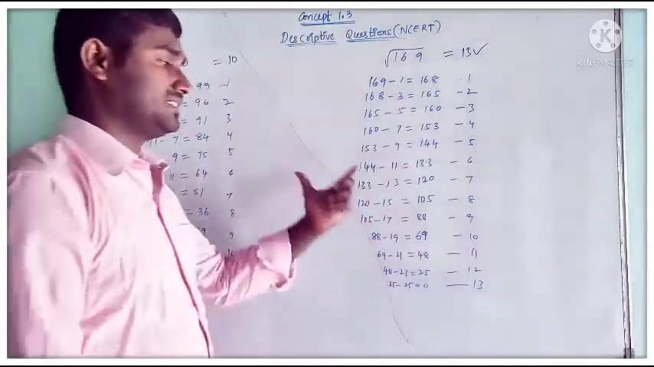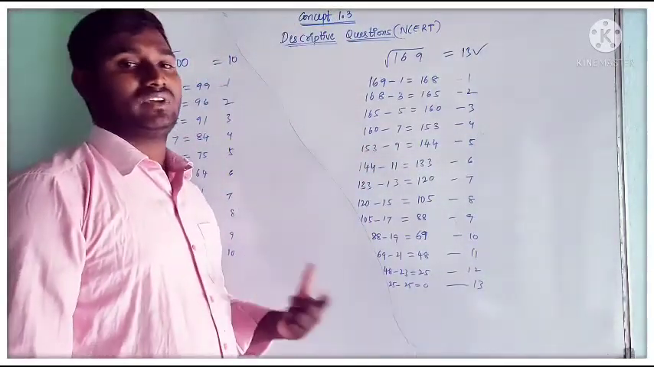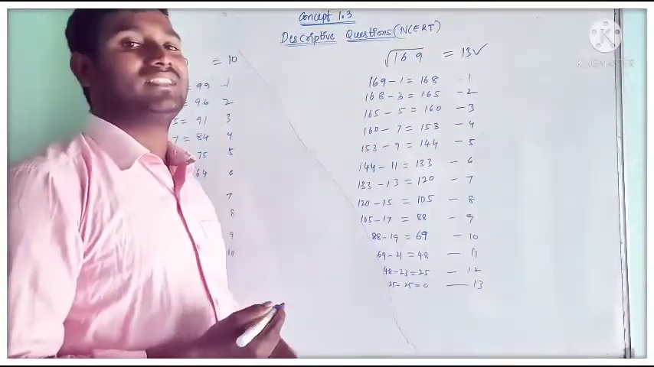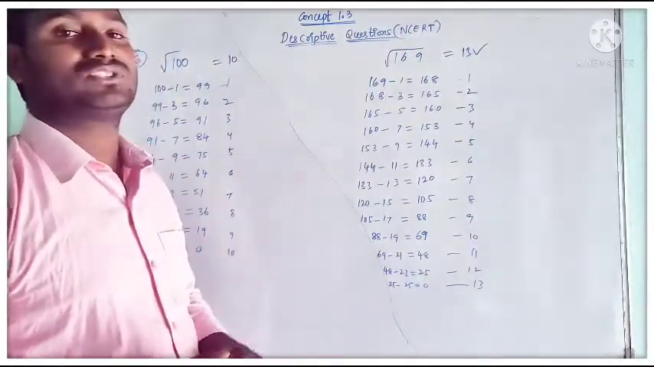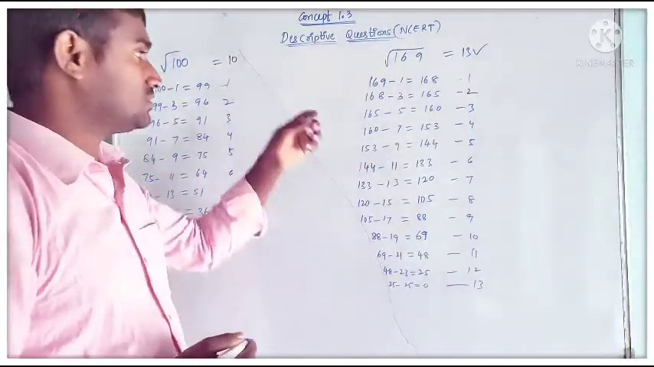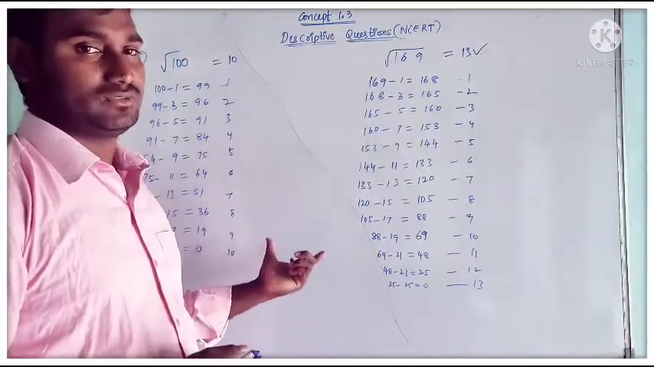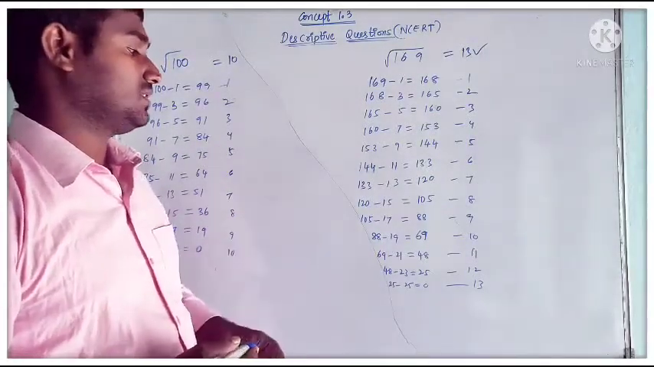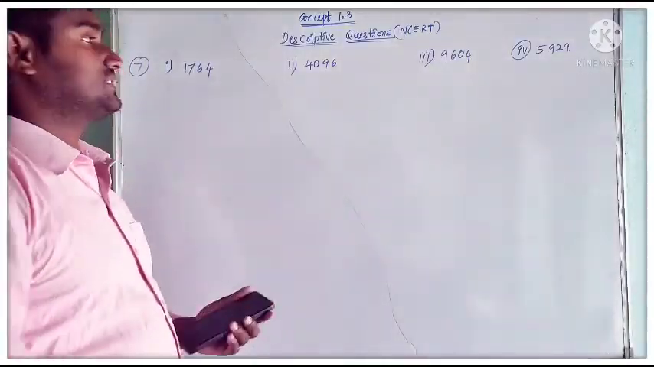So, in this way, we can also find the square root. But this is a very lengthy process. We have other methods to get the square root of a number, so we need to know those methods also. That is why we have this question. Now I am going to discuss with you.